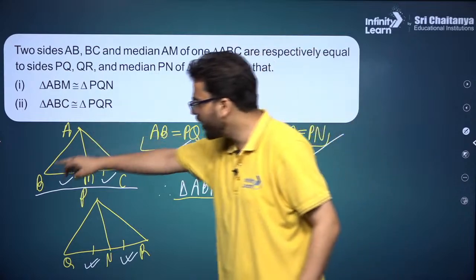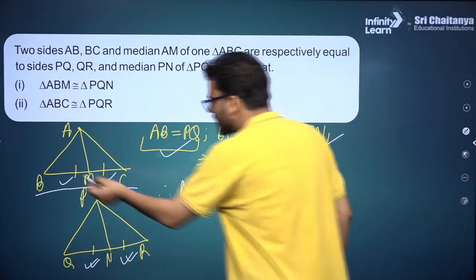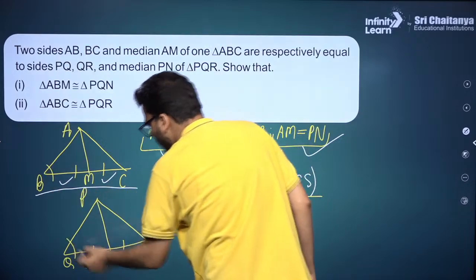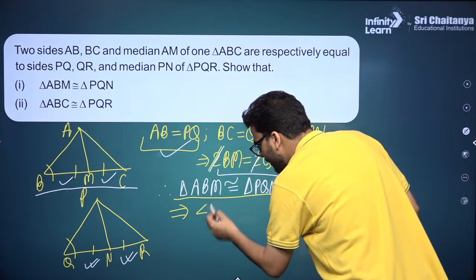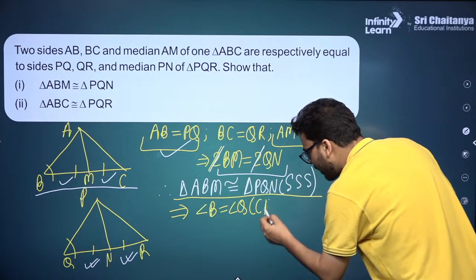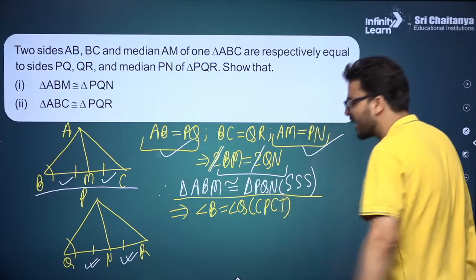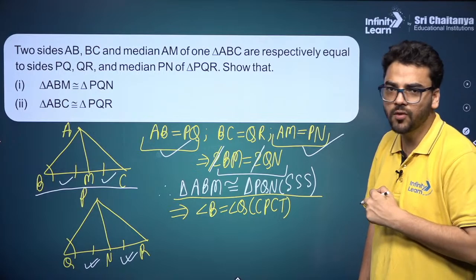Now we have proved ABM to be congruent to PQN. So can I not say that angle B is equal to angle Q by CPCT? Can I say that over here angle B is equal to angle Q? Because they are corresponding parts of congruent triangles.